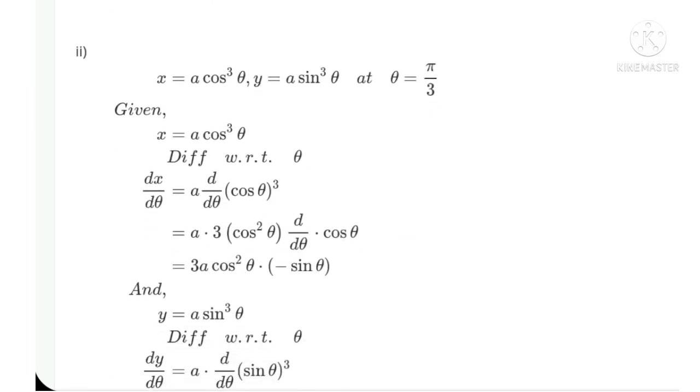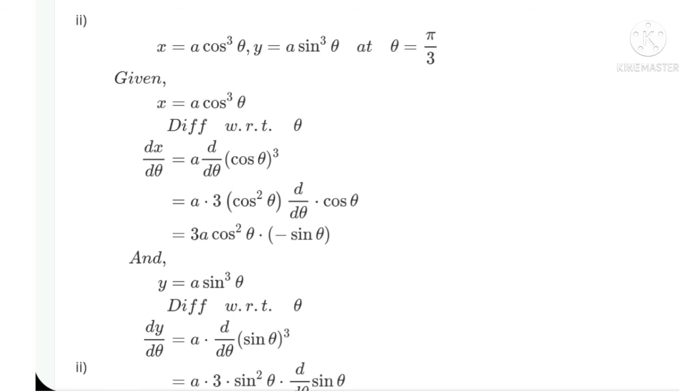Now see the second example. x is equal to a cos cube theta and y is equal to a sin cube theta, at theta is equal to pi by 3. Here you have to find dy by dx. So first write x is equal to a cos cube theta.